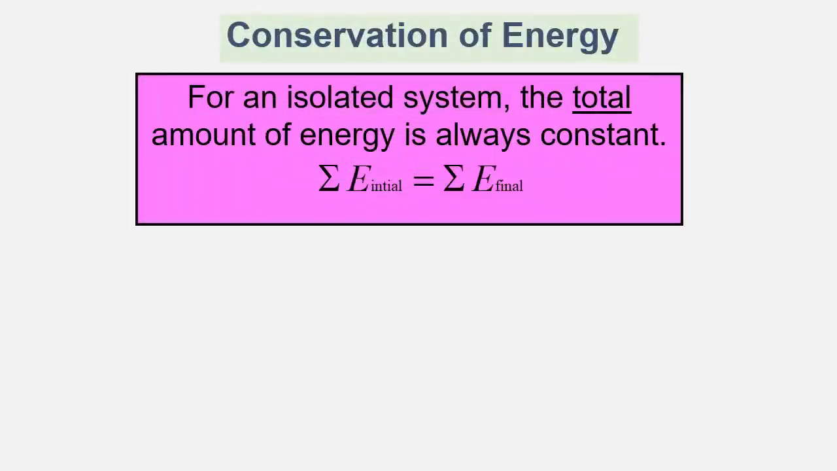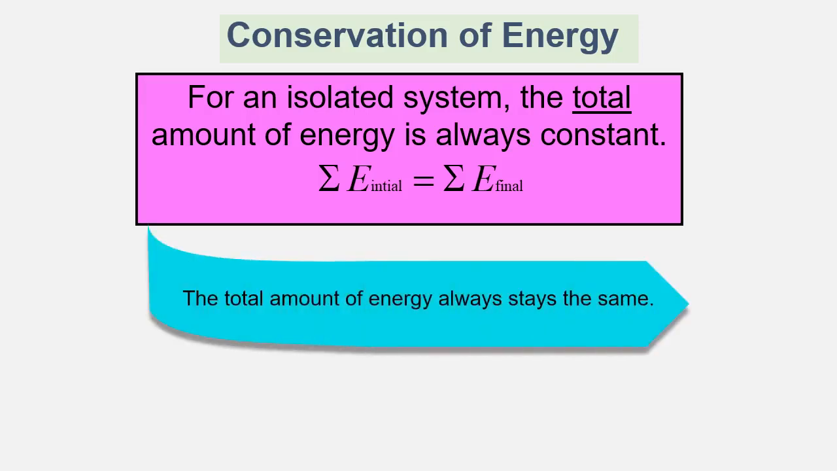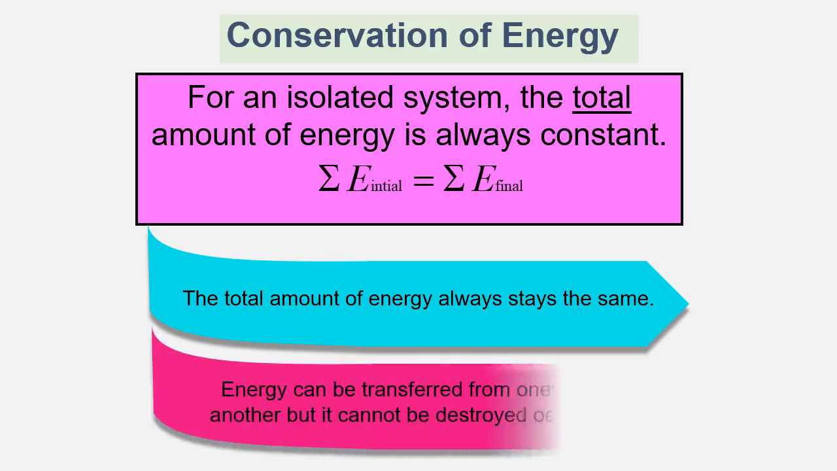Conservation of energy. For an isolated system, the total amount of energy is always constant. Summation initial energy equal to summation final energy. That means the total amount of energy always stays the same. Energy can be transferred from one form to another, but it cannot be destroyed or created.